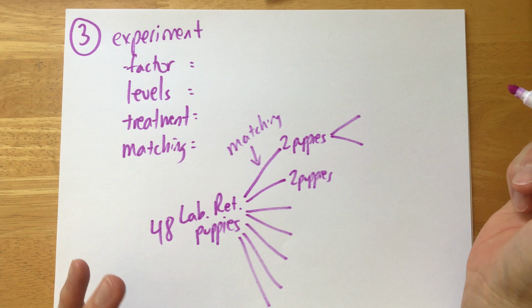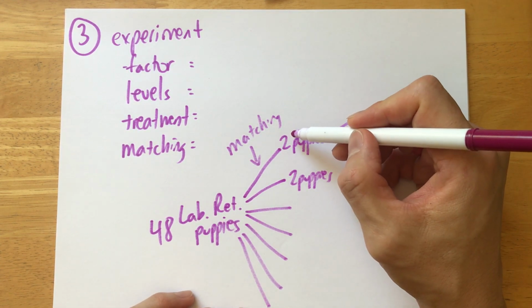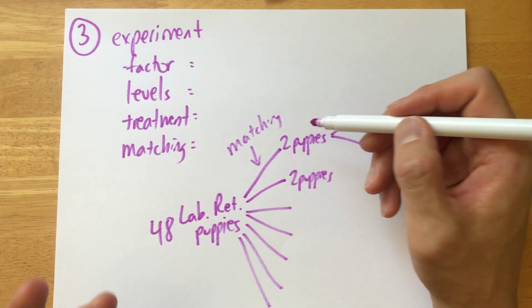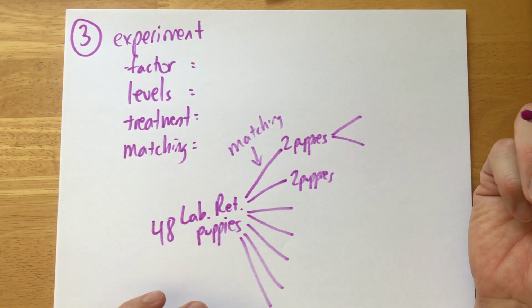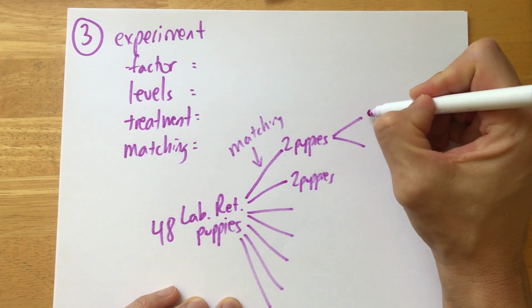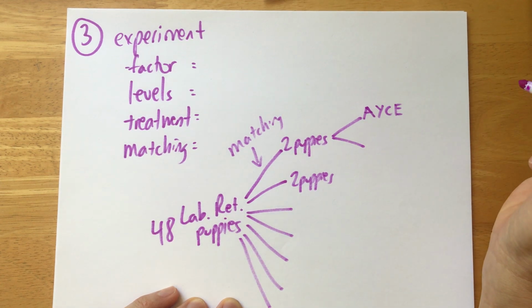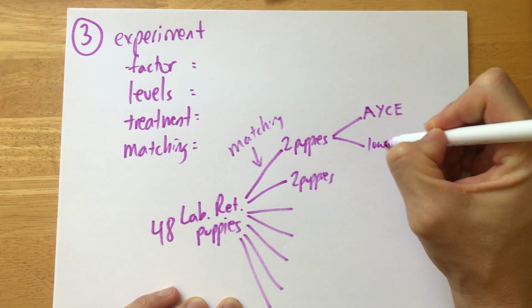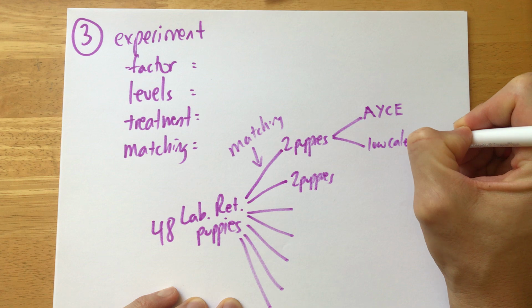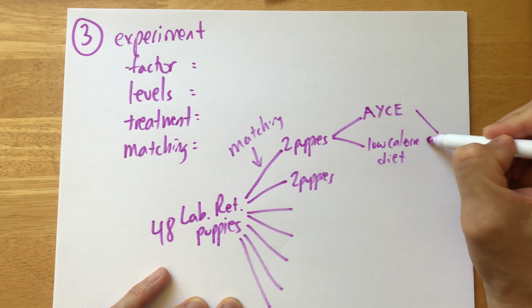This is just like our shoe example where you have a left foot and right foot. So what they did is they took 2 puppies that were similar, just like how your left foot is similar to your right foot because you're the same person. And one got an all-you-can-eat diet, and the other one had a low-calorie diet.